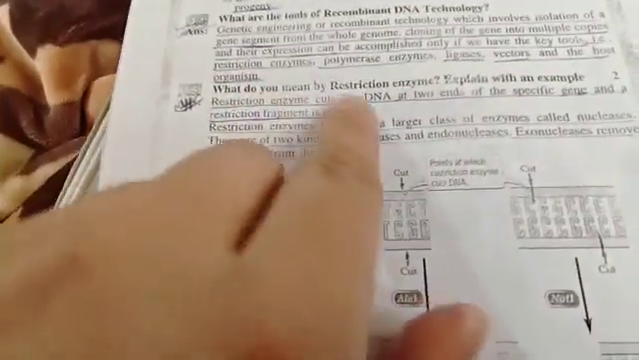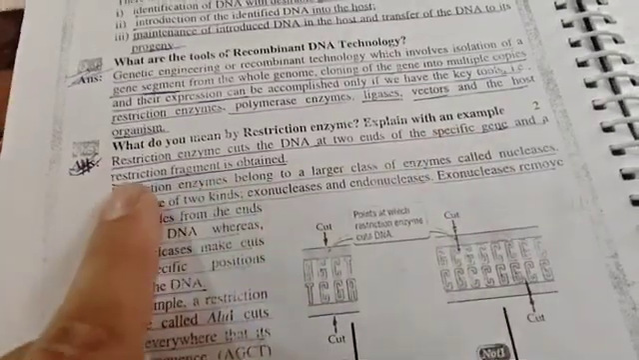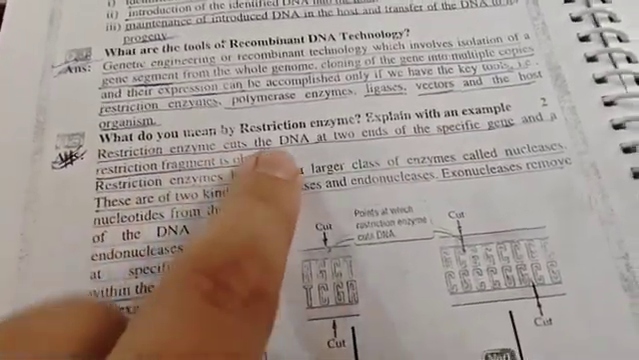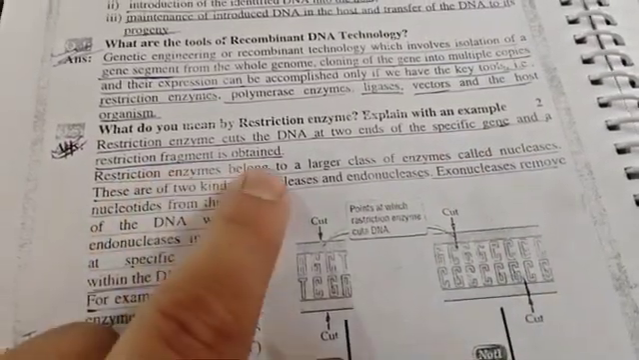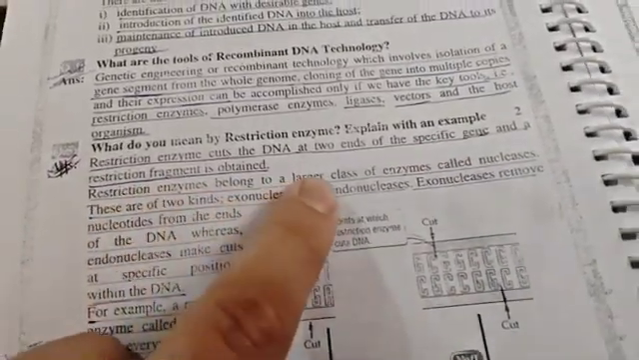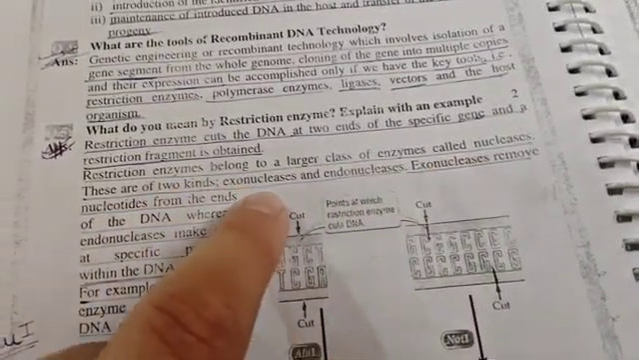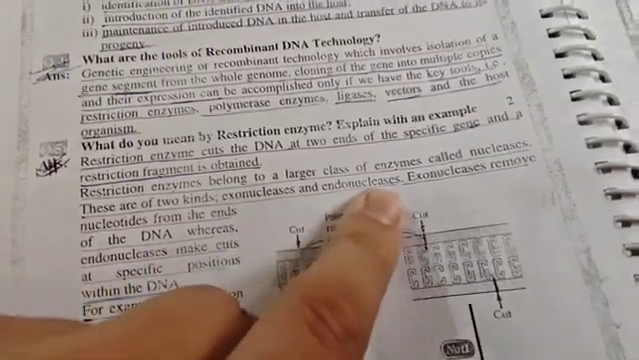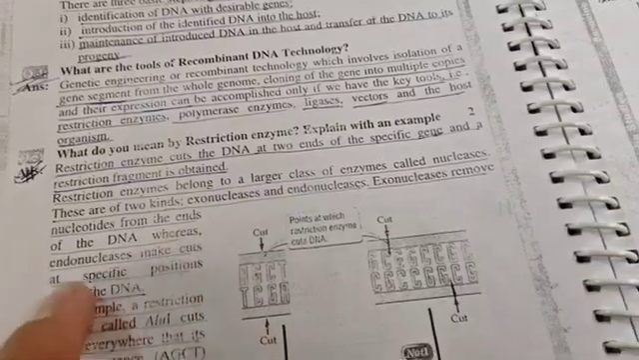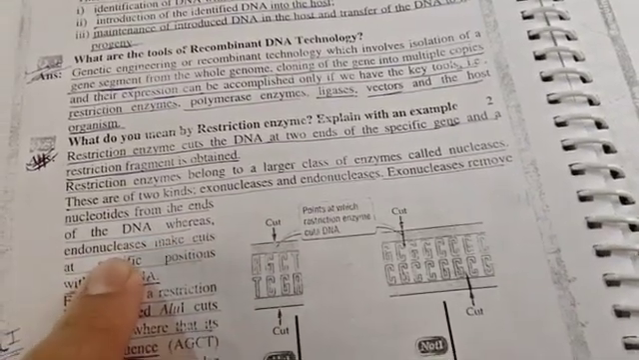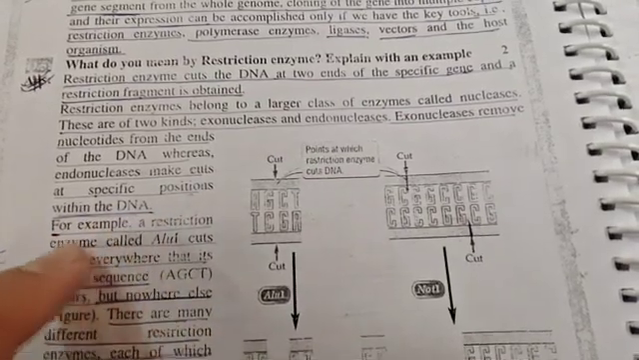So, another question: what do you mean by restriction enzyme? Explain with an example. Restriction enzyme cuts the DNA at two ends of the specific gene and a restriction fragment is obtained. Restriction enzymes belong to a larger class of enzymes called nucleases. There are two kinds: exonucleases and endonucleases. Exonucleases remove nucleotides from the ends of the DNA, whereas endonucleases make cuts at specific positions within the DNA.